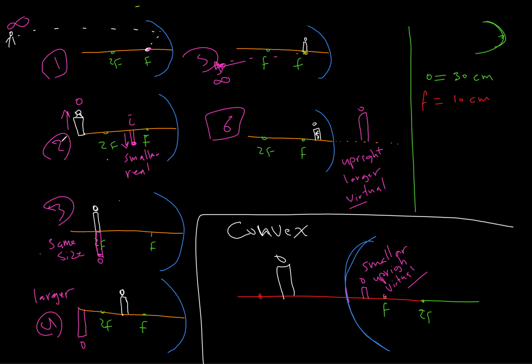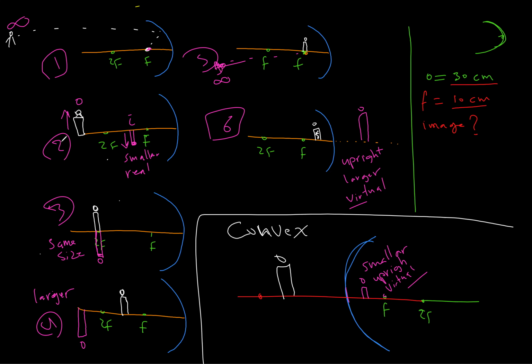Now, the question will be about the image. What are the properties of the image? So the question now, again, is about a concave mirror. If the object is 30 centimeters away from the mirror, and the focal point of the mirror is 10 centimeters, what are the properties of the image?